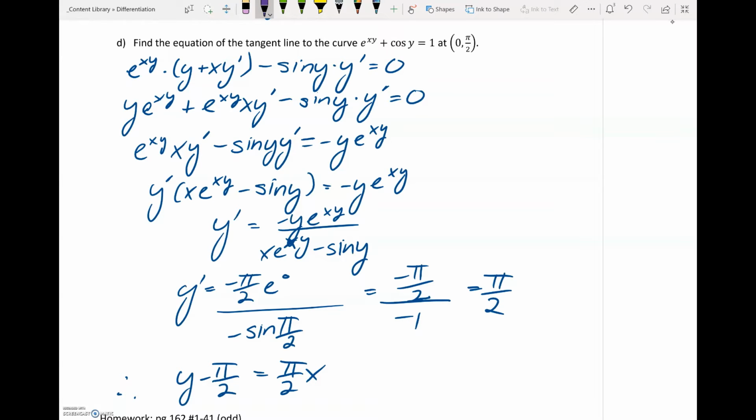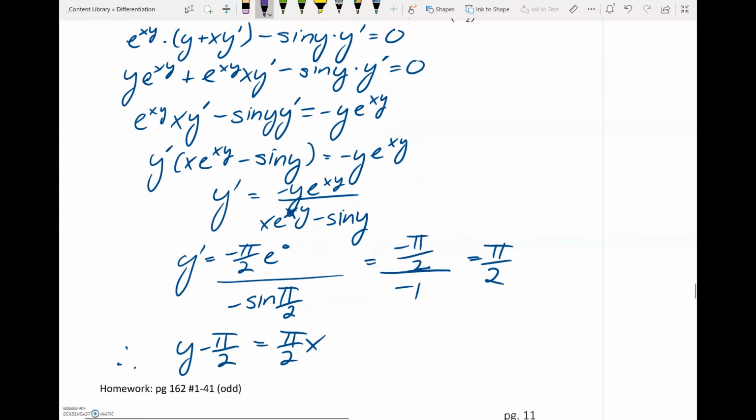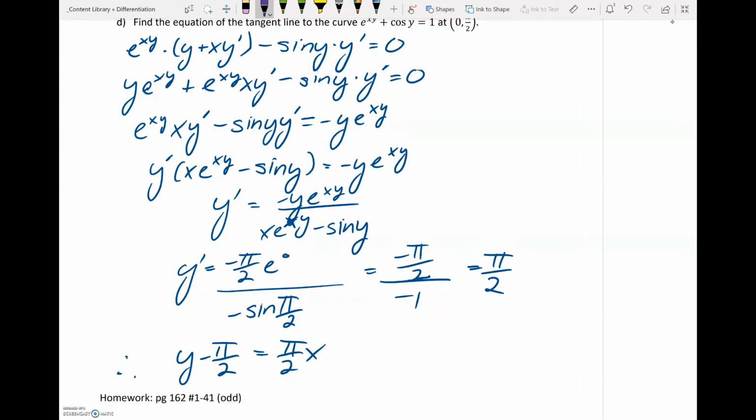Now we want to find the actual numerical slope by plugging in x equals 0 and y equals pi over 2. So that's what we did here. And then we just evaluated it. And you get a slope of pi over 2.